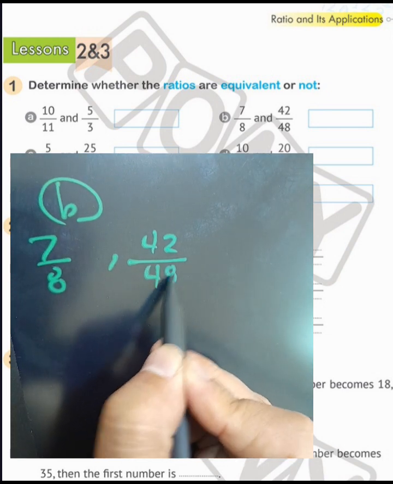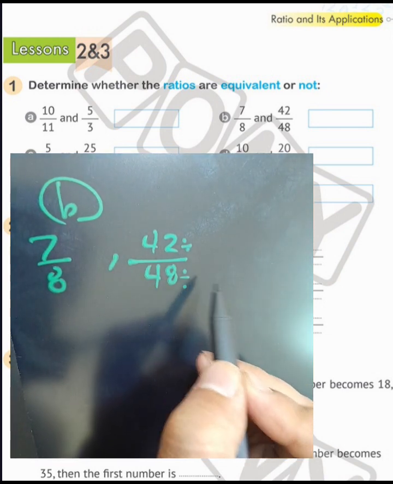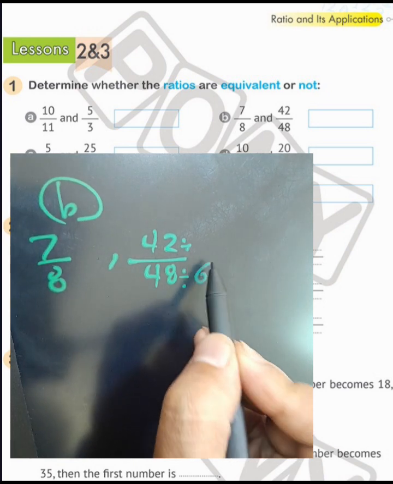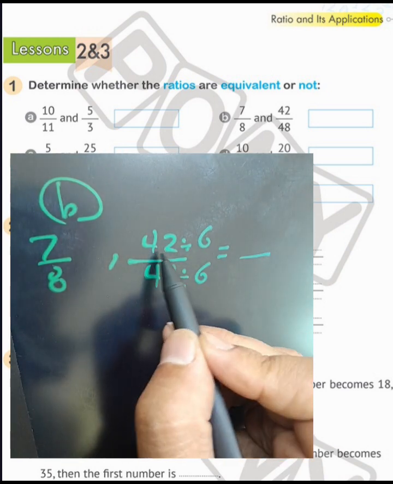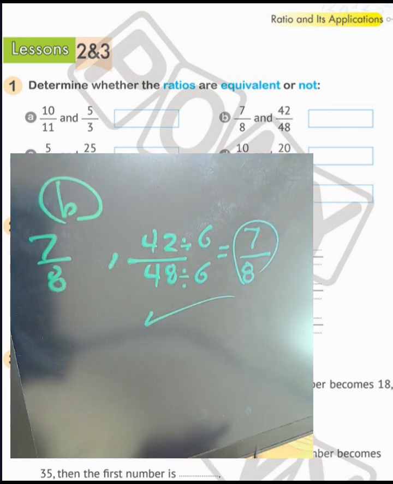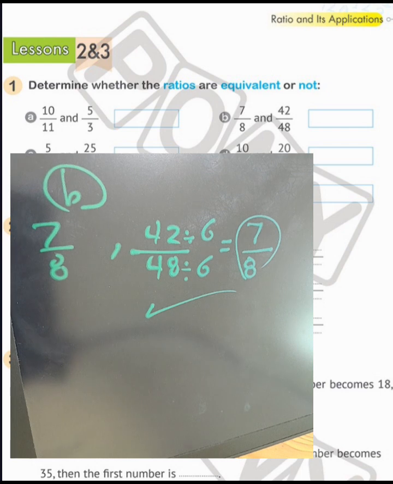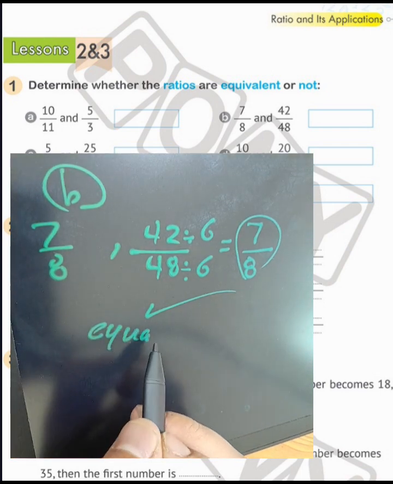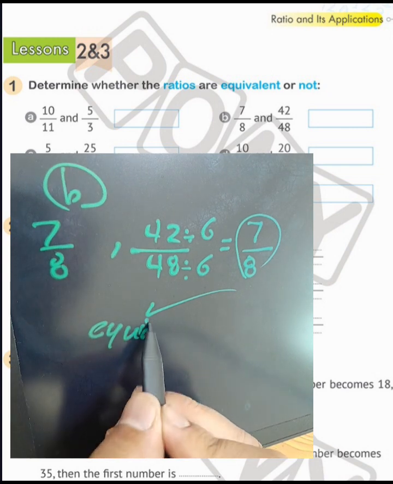We can simplify this by dividing the two numbers by 6. 42 divided by 6 equals 7, and 48 divided by 6 equals 8. Then the two ratios will be equivalent. Yes, right, equivalent. Okay, write this word, equivalent.